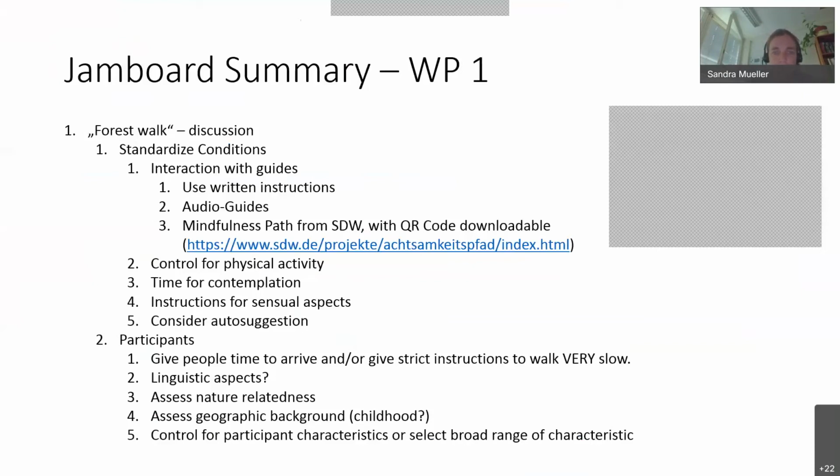We should control for physical activity and give space at the same time for contemplation, of course, and consider auto-suggestions. That's something that we already discussed in the main group. And then when selecting participants, of course, we have to be very careful to either control for their geographic background or assess their nature relatedness, or at least ideally choose from a broad range of characteristics. So these were the main points.